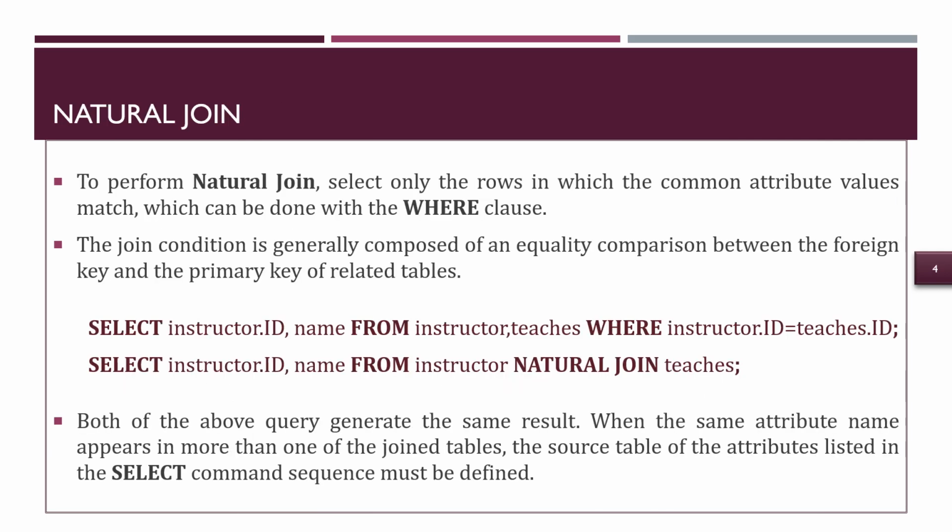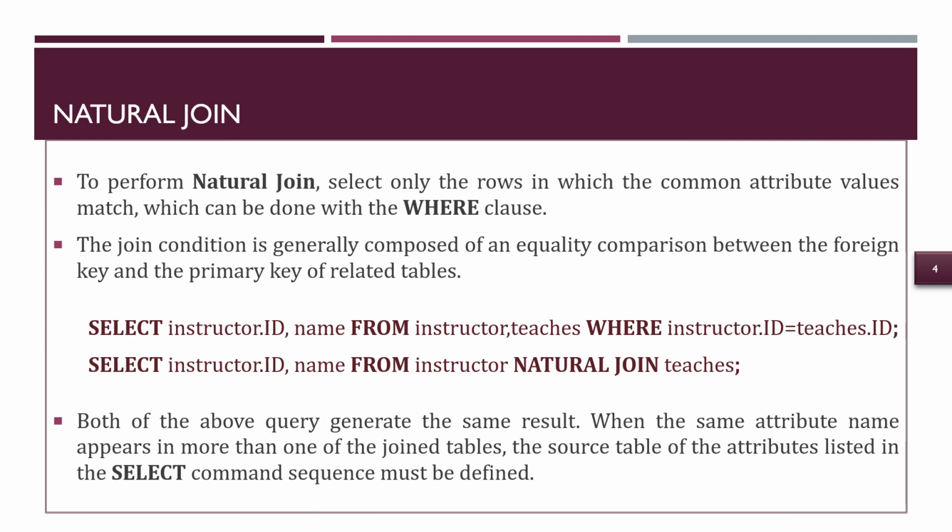The natural join operation selects only those tuples in which the common attribute values match. So this join condition is generally composed of an equality comparison between the foreign key and the primary key of the related tables. That means the common attribute values in the related tables. And we can check whether these common attribute values match or not with the help of the where clause of the select statement. Okay, fine.